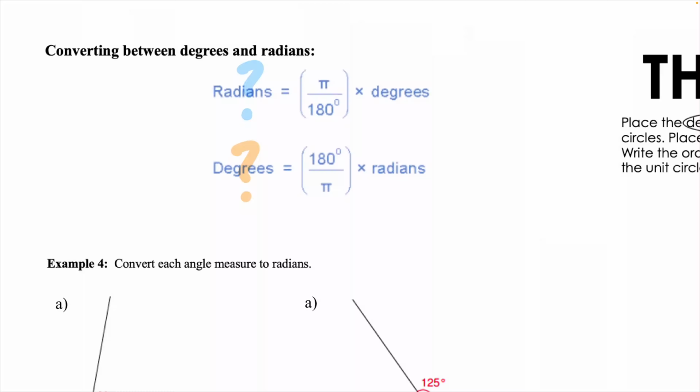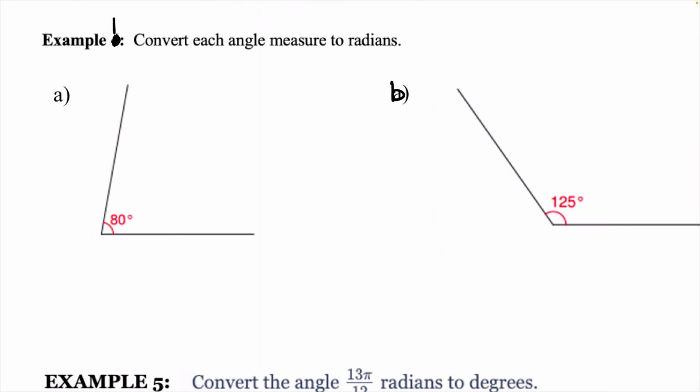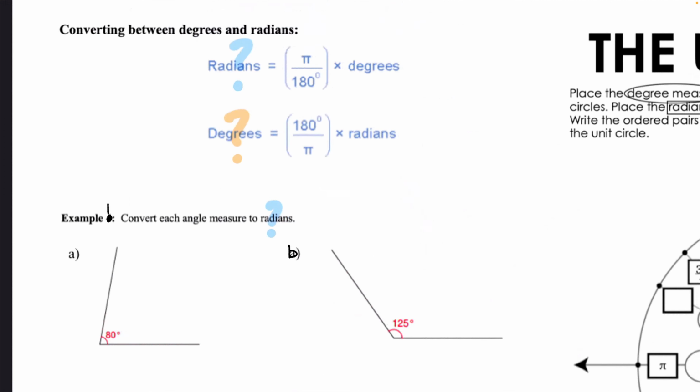Okay? So let's look at example number, it's supposed to be example number 1. I don't know why it's example number 4. So change that. That should say example number 1, A and B. Okay. So we have 80 degrees. That angle is 80 degrees. What would it be in radians? So the question is asking for radians, right? So that's where our question mark is going to be. Our question mark is going to be in radians. So that means we're going to use the first formula.